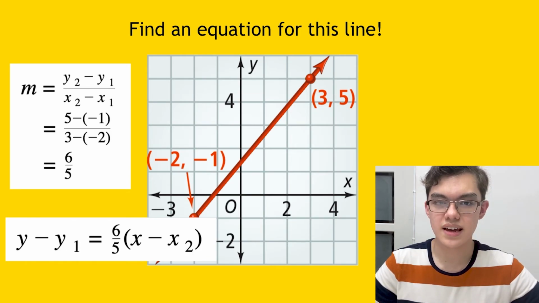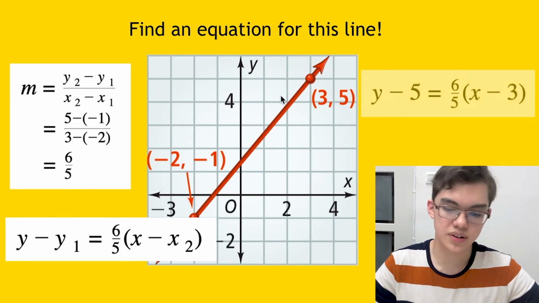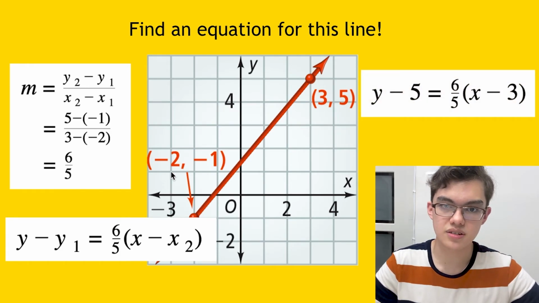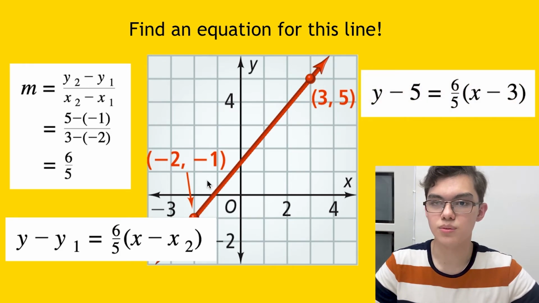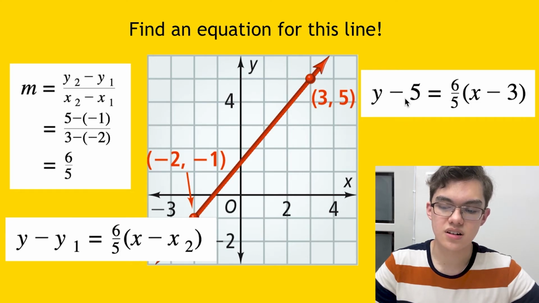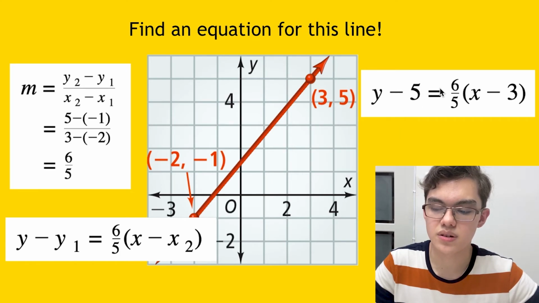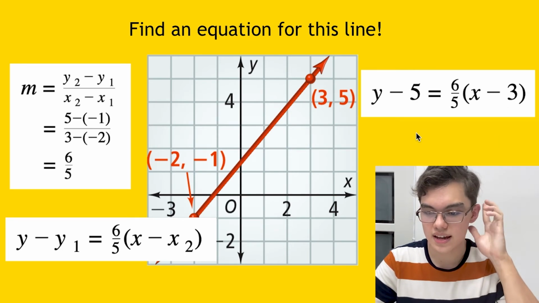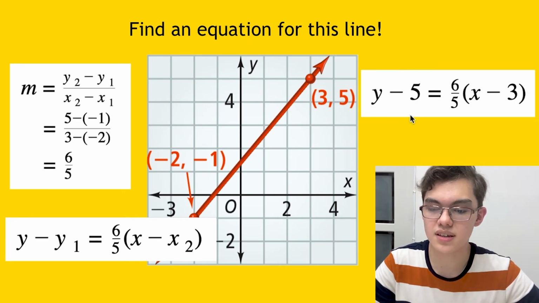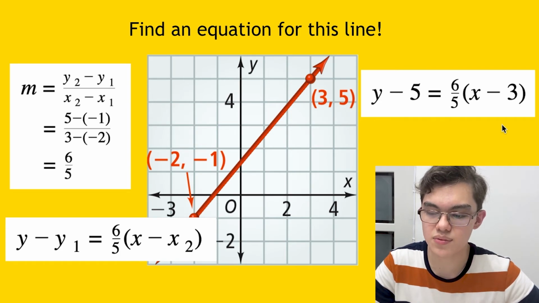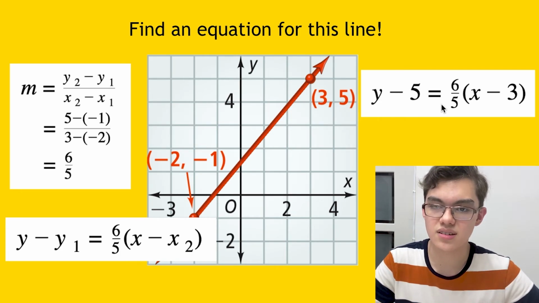Now the one thing we need now is a set of coordinates. So here we choose to use 3, 5, but really you could use negative 2, negative 1 if you wanted to. You'd get the same result. So y minus 5, that's our y1. Y minus y1, y1 is going to be replaced by 5. And 6 over 5, that's our slope, parentheses x minus 3. 3 is our x1. And so when we replace everything, we end up with this. This is our equation, y minus 5 equals 6 over 5, parentheses, x minus 3.